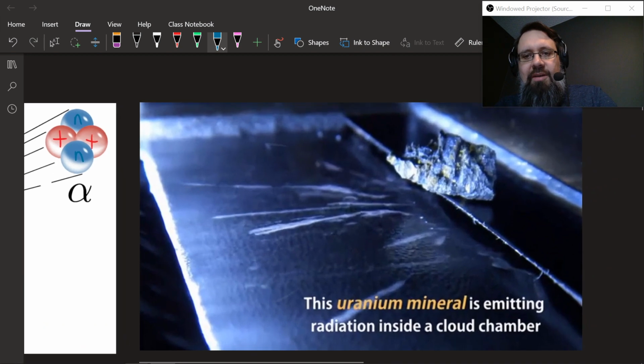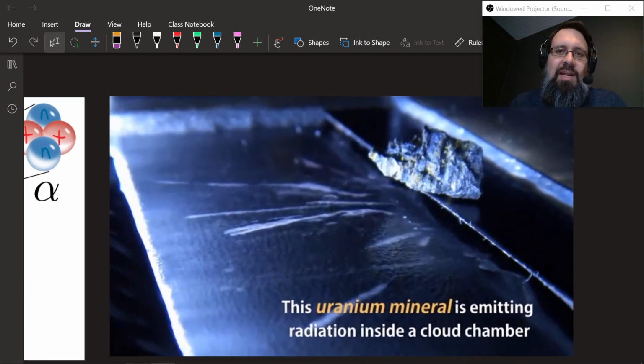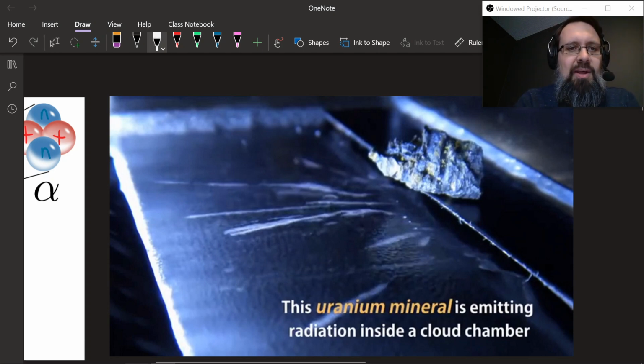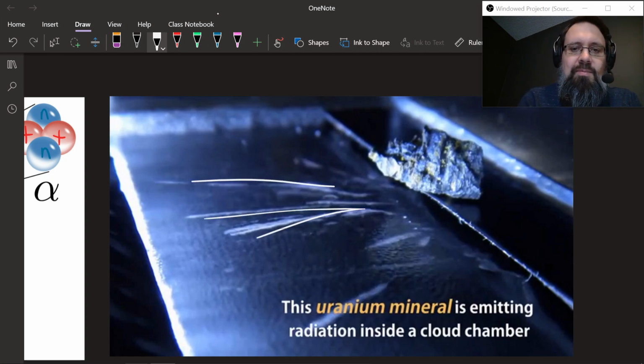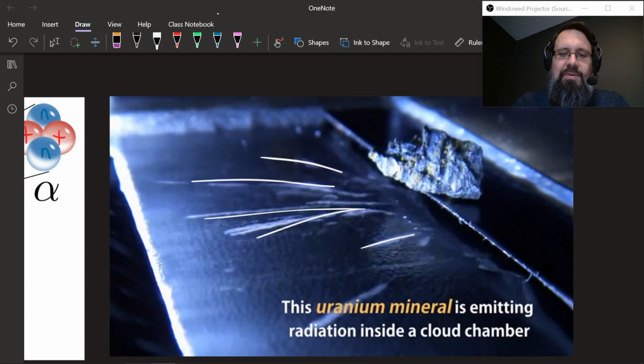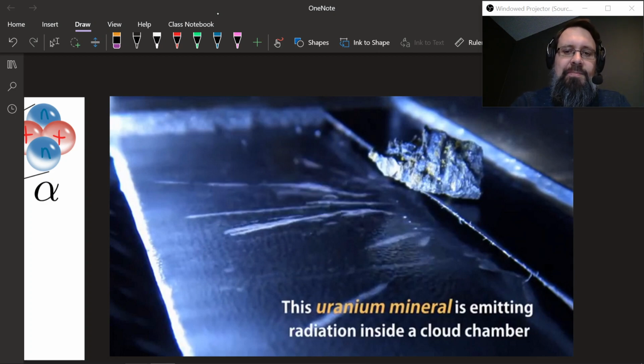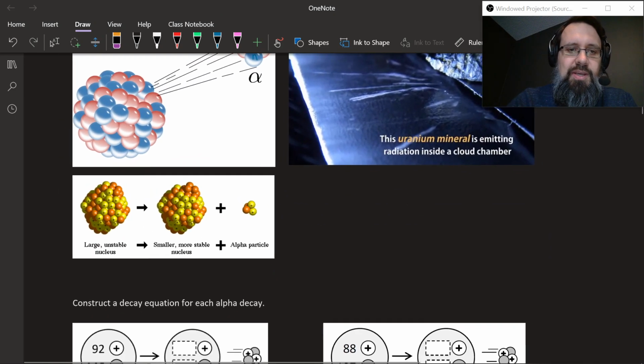This is a picture of alpha decay happening for uranium ore. So there's a rock that's uranium. Uranium is used to make nuclear bombs. We'll talk about that next week. But you can see these trails that the particles of radiation are leaving behind as they shoot out from the uranium material. So let's look at this in a little more detail.